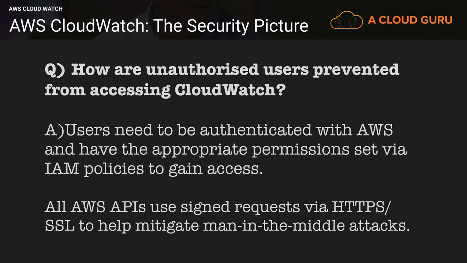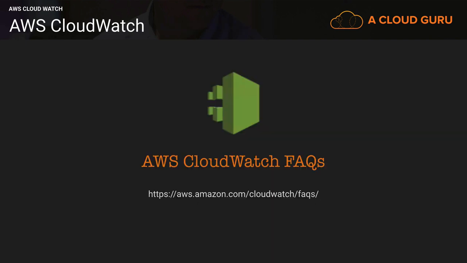How are unauthorized users prevented from accessing CloudWatch? Essentially, they need to be authenticated with AWS, and they need to have the appropriate permissions, which is set via identity access management policies. All AWS APIs use signed requests via HTTPS or SSL to help mitigate man-in-the-middle attacks, so you can't do a man-in-the-middle attack on an AWS public API.